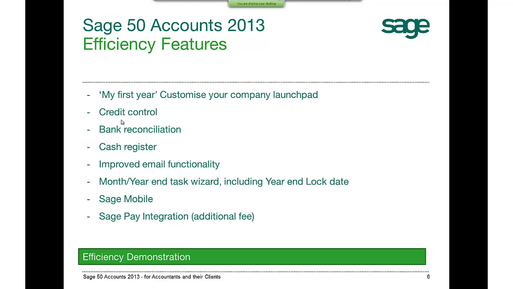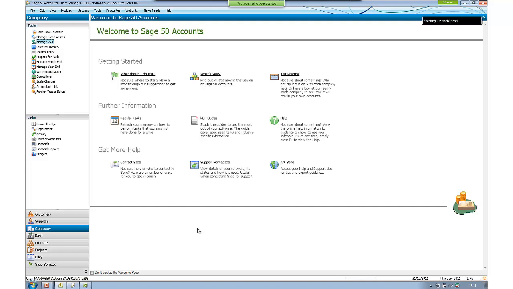So now what we'll do is we'll jump into the demonstration of the efficiency features of Sage 50 Accounts 2013. Okay, so we're in the software itself now. So basically we want your clients to spend their time running their business and not balancing the books. So we have introduced lots of time-saving features into the recent versions of the software. A quick way to set up company defaults is by using the My First Year launchpad.